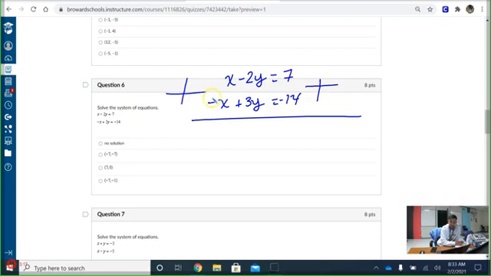X plus negative x, or two opposites of each other, it eliminates. The lesson is called elimination, so you need to eliminate it. Negative 2 plus 3y, two different signs, subtract the numbers, you keep the sign of the bigger number. Again, a 7 plus a negative 14, two different signs, you subtract them. 14 minus 7 is 7, you keep the sign of the bigger number. You found your answer. Why?